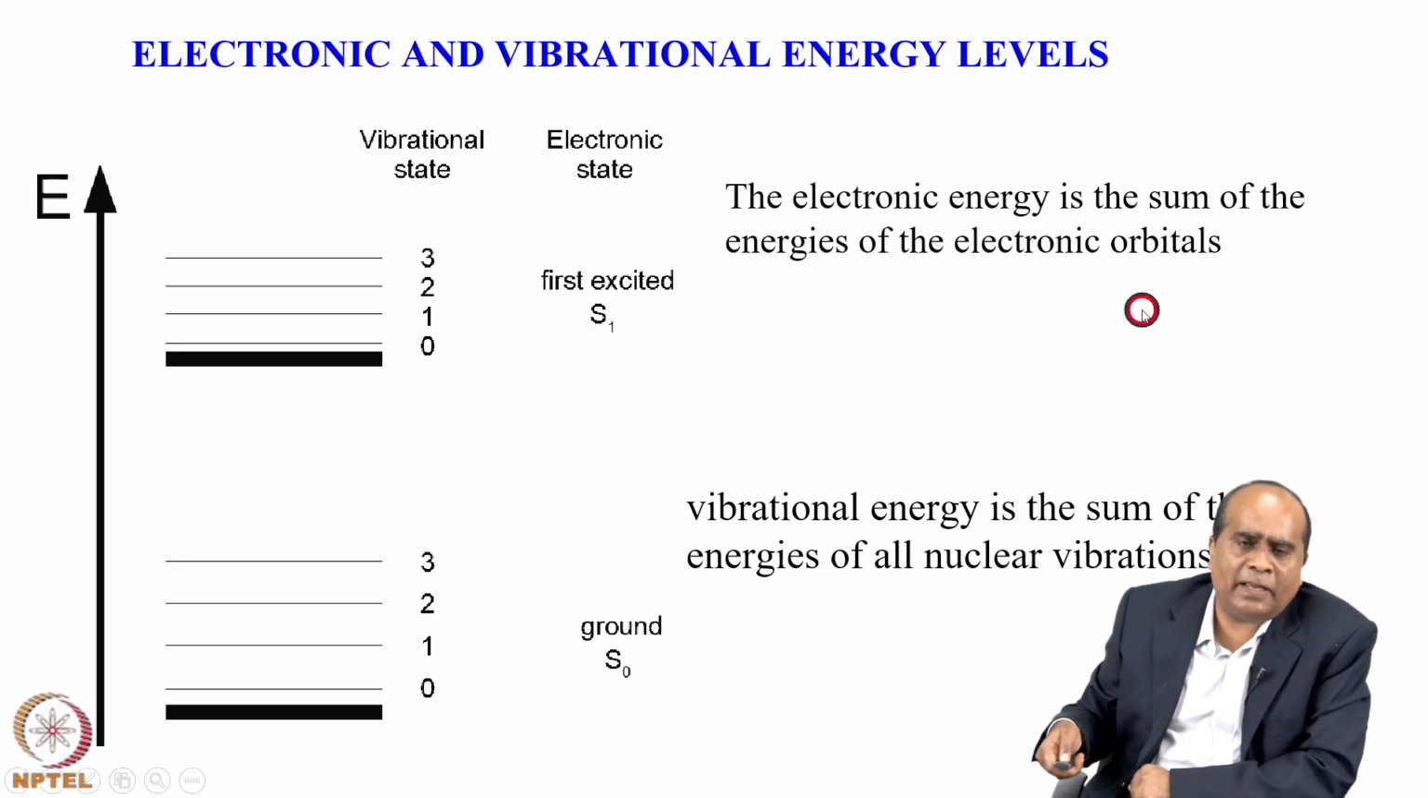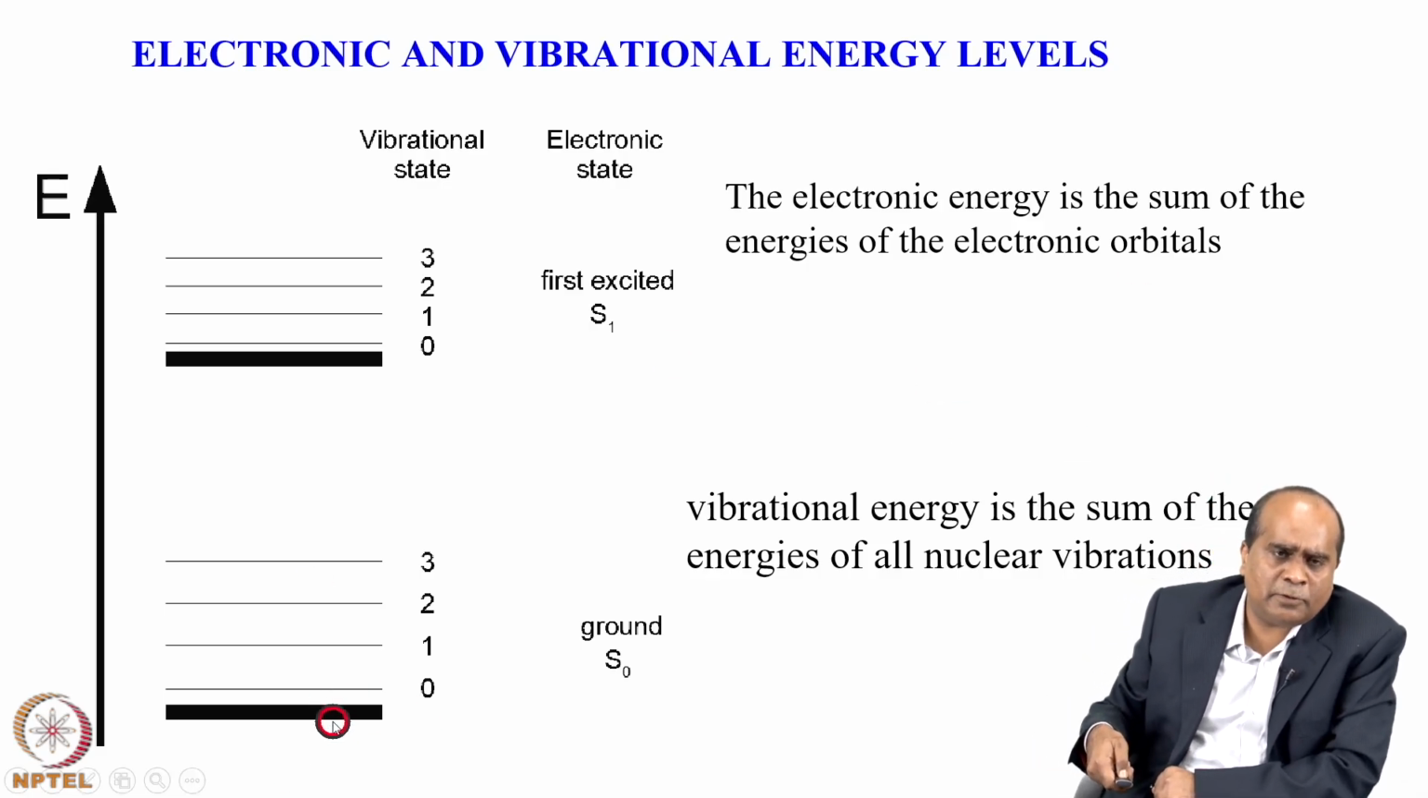So, for electronic and vibrational, if I want to excite from here to here, you require energy to be given by an EM wave. So, here is the ground state and here is the excited state. Within the ground electronic state, there are various vibrational states, and in the excited state there are various vibrational states as well.